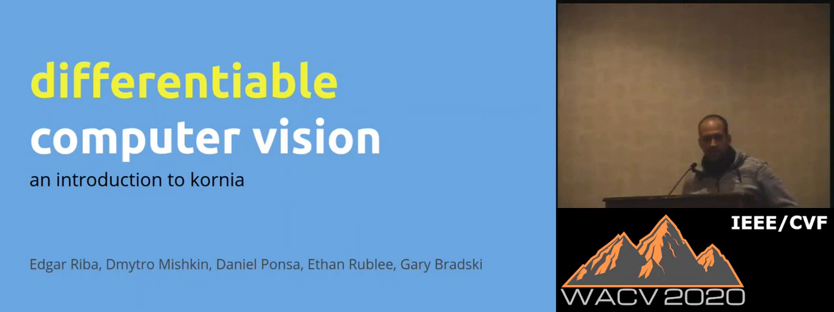So hello, everyone. I'm Edgar. I'm going to talk about differentiable computer vision. So let me introduce Kornia. Kornia is an open source differentiable computer vision library for PyTorch.